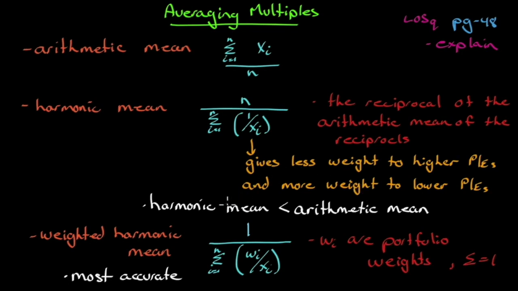Now, if you go one step further on the harmonic mean and you use a weighted harmonic mean, which means you're weighting it, the WIs are portfolio weights, and all the portfolio weights sum to 1, you'll get the most accurate average of the multiple, of whatever multiple you're using.